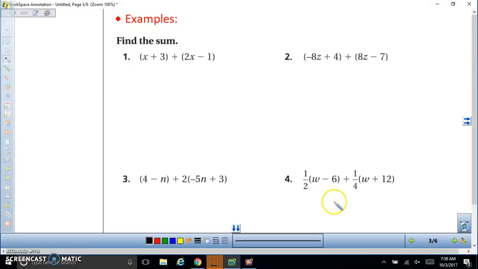All right, example 1. I'm going to write the algebra tiles for both of our terms to help us keep track. I have a positive x, 1 positive x. I have 3 positive 1s. 1, 2, 3. And then I'm adding to it 2 positive x's. And I'm adding a negative 1.